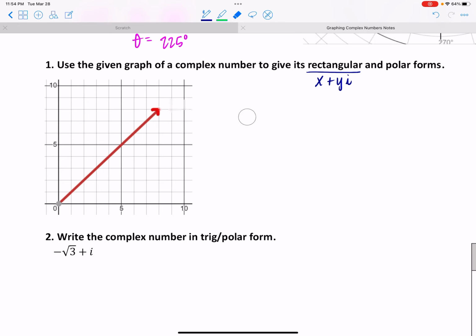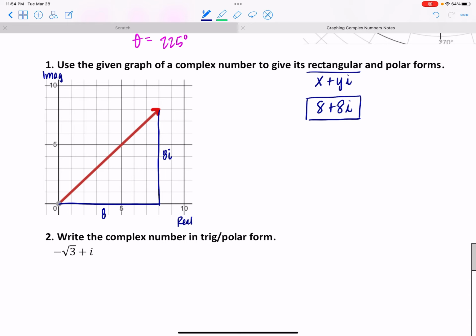You can also just count it out. So you're moving this much along the x-axis, 8 units here, and then you're moving that much along the y-axis. Remember, this is our imaginary, and this is our real. So if we're going 8 units here and 8 units here along the imaginary, then the rectangular form is just going to be 8 plus 8i. So that would be the rectangular form. Done.